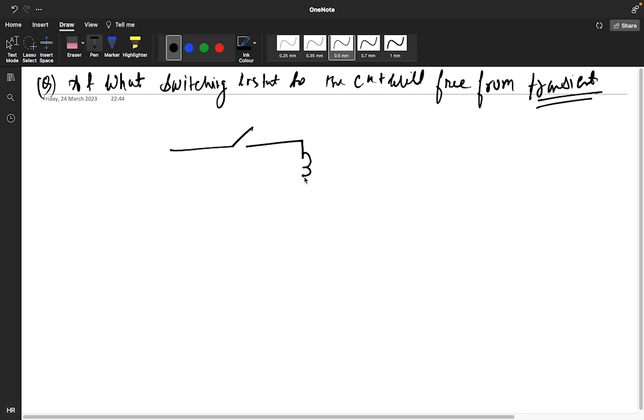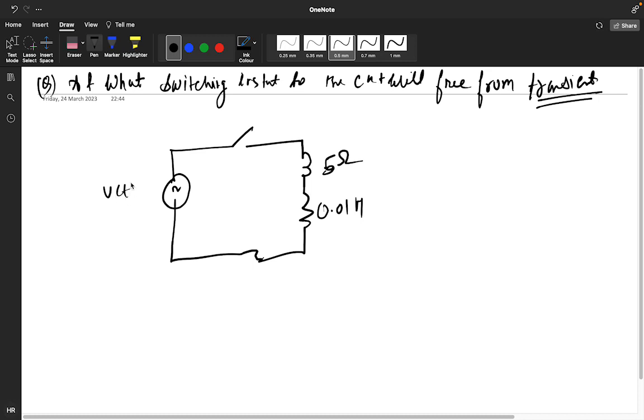You have a circuit like this. You have 5 ohm value, and this is 0.01 Henry, and this is your V of t value, that is given as Vm sine omega t, and the frequency is given as 50 hertz. So you need to find at what t naught this will be free from transient.